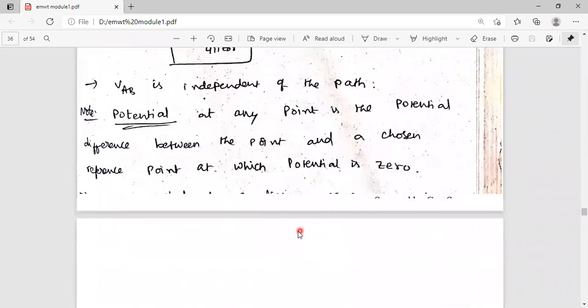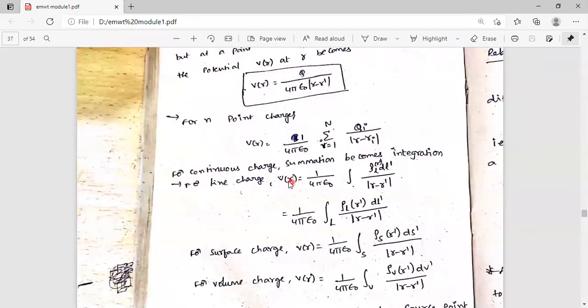Let us see. Now the potential V is given by 1 by 4 pi epsilon, in place of this Q. Previously this Q is a point charge. Now this is a line charge. So this should be replaced with the line integral of rho L dl. Line integral rho L dl, because this is a function of r bar. R bar represents the distance. So rho L of r bar dl bar, or simply we can say rho L dl if we ignore that this is a function of r bar. So rho L dl bar.